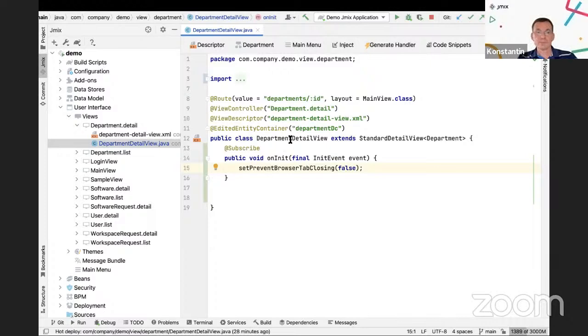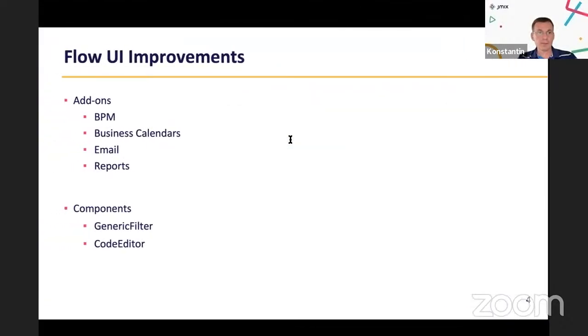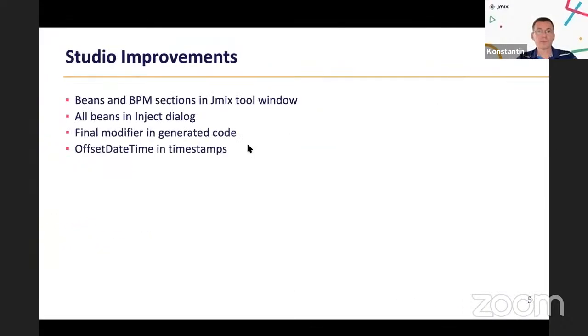So, okay, now let's look at the Studio improvements. They include new sections in the Jmix tool window, an enhanced inject dialog, and code generation improvements.